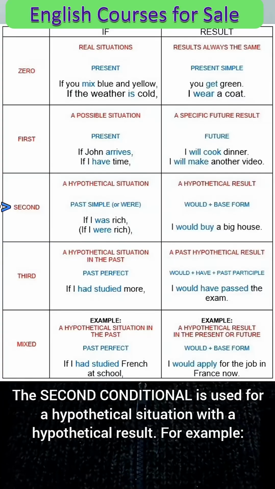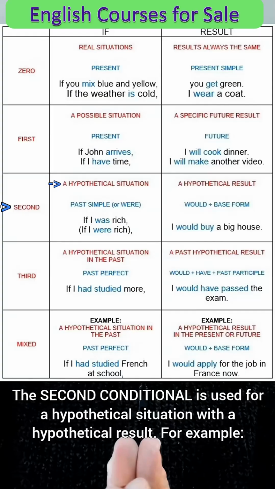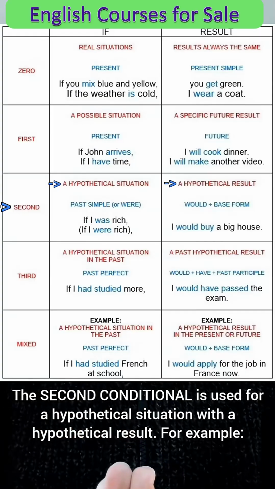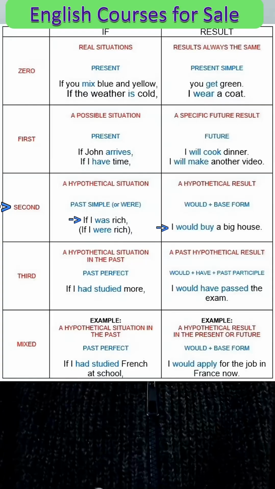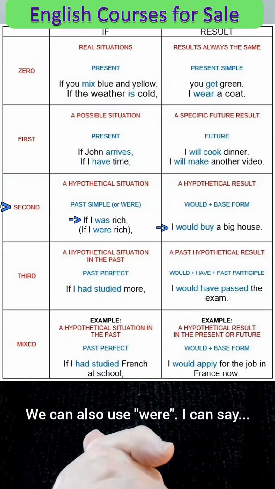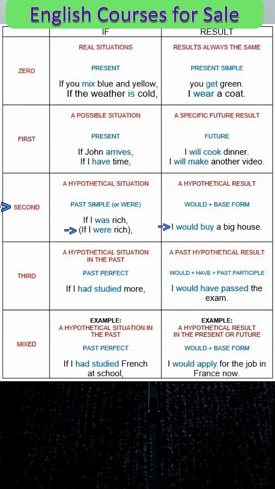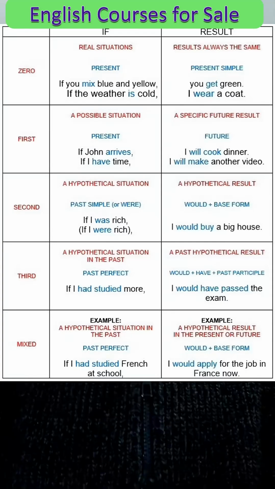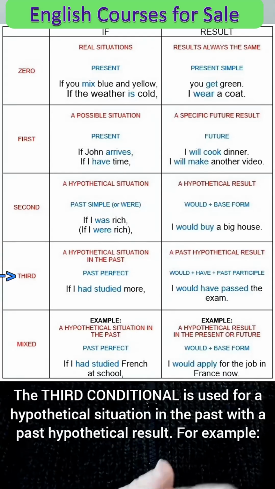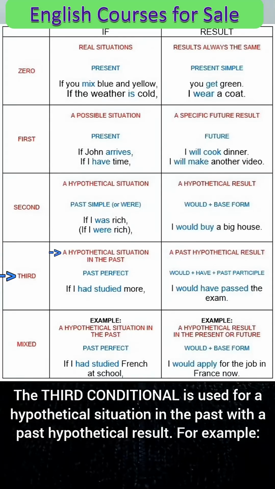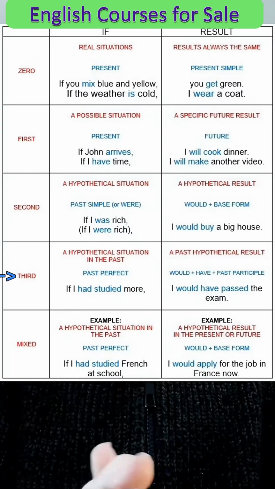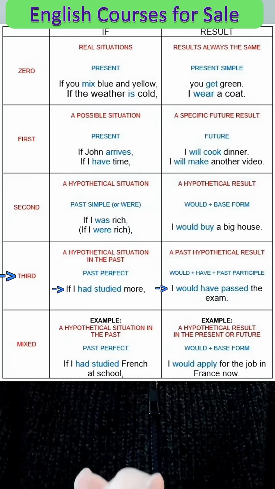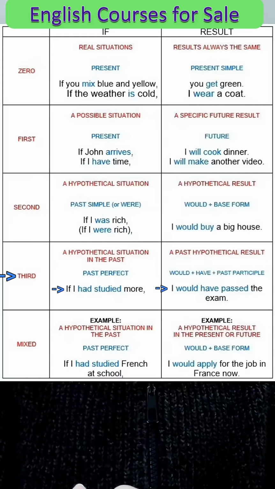second conditional is used for a hypothetical situation with a hypothetical result. For example, if I was rich, I would buy a big house. We can also use were. I can say, if I were rich, I would buy a big house. The third conditional is used for a hypothetical situation in the past with a past hypothetical result. For example, if I had studied more, I would have passed the exam.